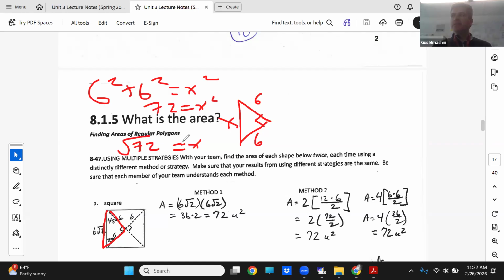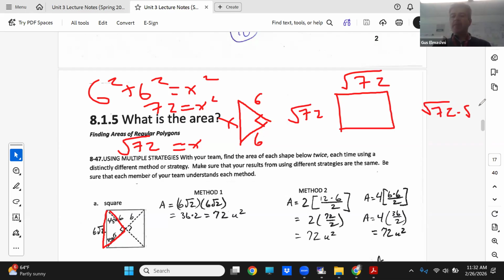How did you get 72? Root 72. Hold on, we're not done yet. That's what x is. So each side is root 72. So it's root 72 times root 72. But we're not doing perimeter, we're doing area, right? You want to multiply the sides together. When you multiply a radical by itself, the radicals just go away and you get 72.